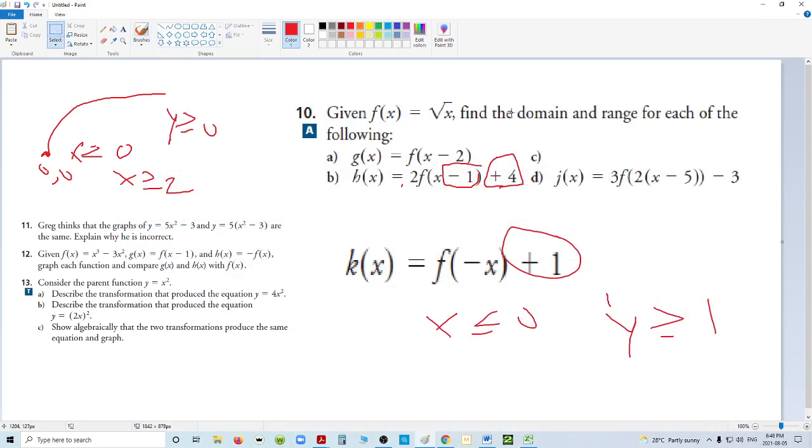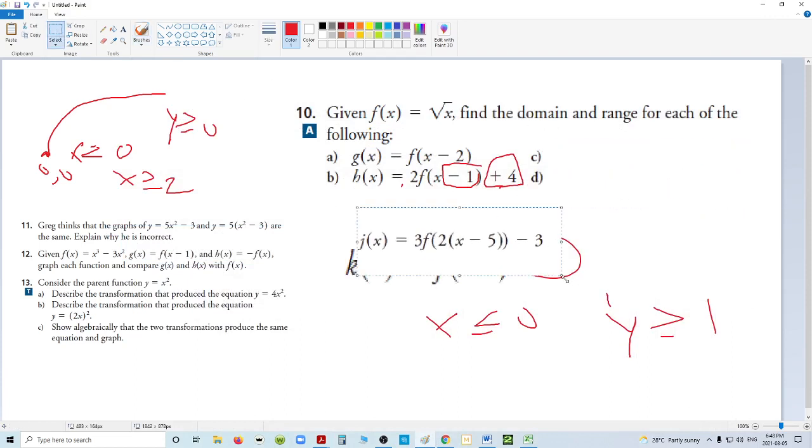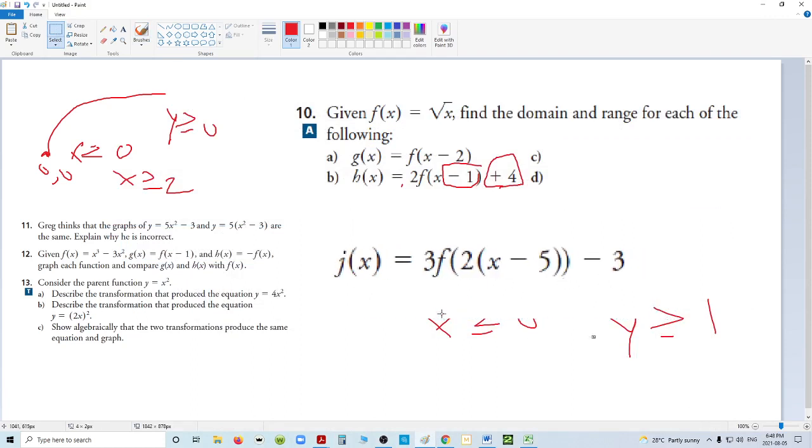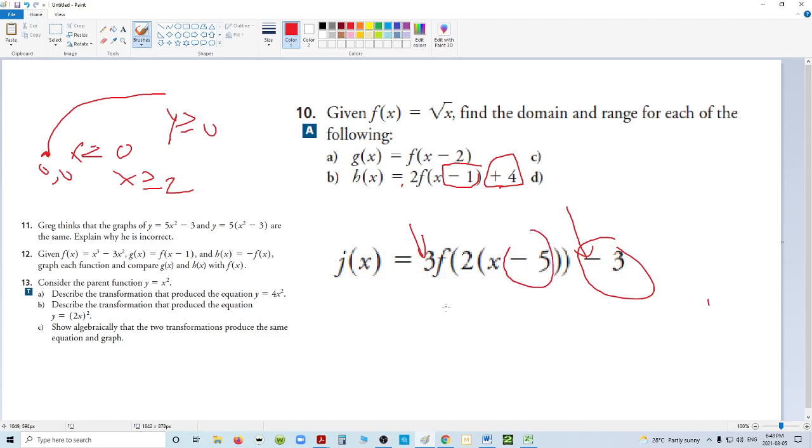And here they give you a super complicated one, right? Here we go. So ignore the stretches. The stretches will not affect the domain, but any reflections in the x-axis will. Now, fortunately, there's no reflections, and that's just been lowered. So all my y values have been lowered by 3, and all my x values have moved to the right by 5, which means my new domain is x is bigger or equal to 5, and my new range is y is bigger or equal to minus 3.